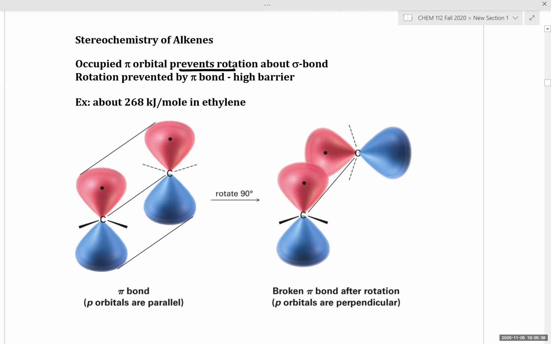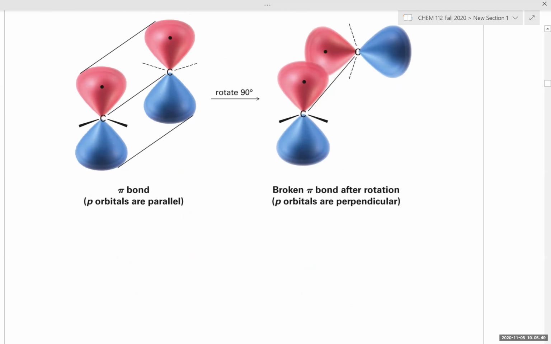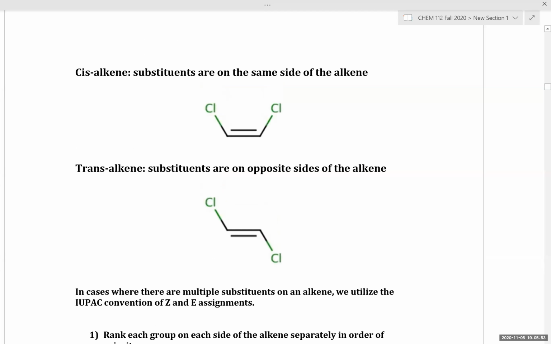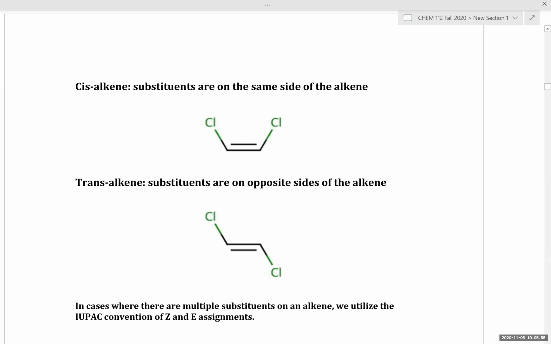Okay, so as we know, our pi bond prevents rotation. So there's a very large barrier to rotation for our pi bond, so the pi bond can be considered functionally non-rotatable. There are two main types of alkenes. We're used to the old school method where we name our alkenes as cis and trans. Cis when our substituents are on the same side of the alkene, trans when the substituents are on opposite sides.